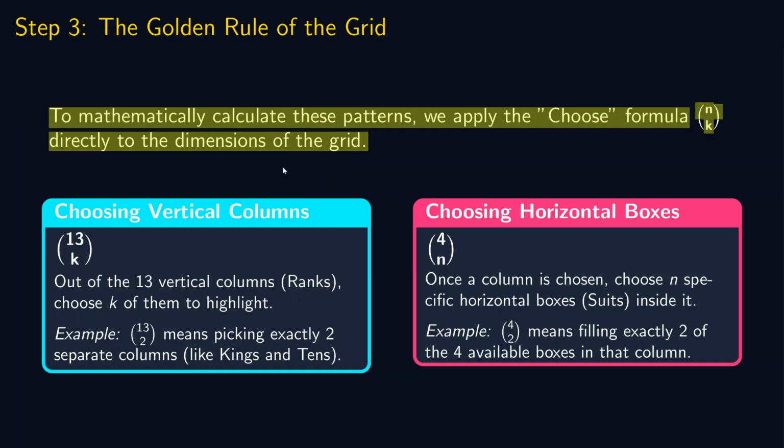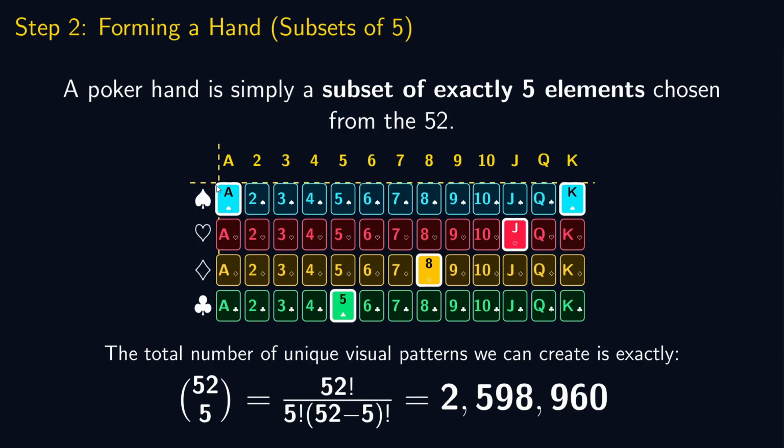Remember, our grid has 2 dimensions. It has columns, the ranks, and it has rows, the suits. And when we want to count hands of a certain type, we make 2 separate choices. We choose which columns to use, and then we choose which rows to fill within each of those columns. Let us look at the column choice first.